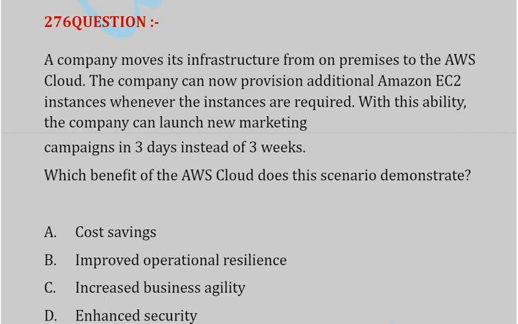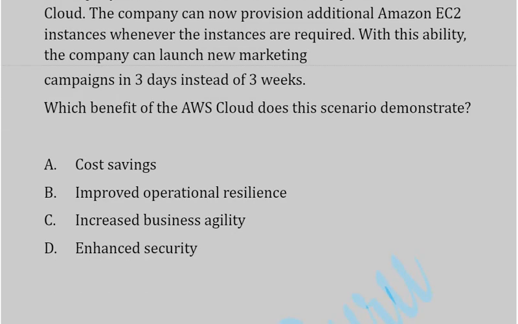Question: A company moves its infrastructure from on-premises to the AWS Cloud. The company can now provision additional Amazon EC2 instances whenever the instances are required. With this ability, the company can launch new marketing campaigns in 3 days instead of 3 weeks. Which benefit of the AWS Cloud does this scenario demonstrate?